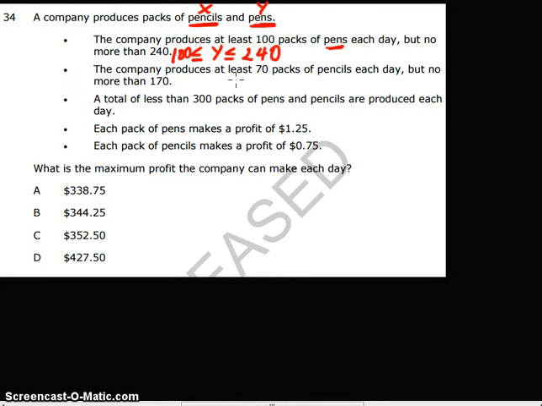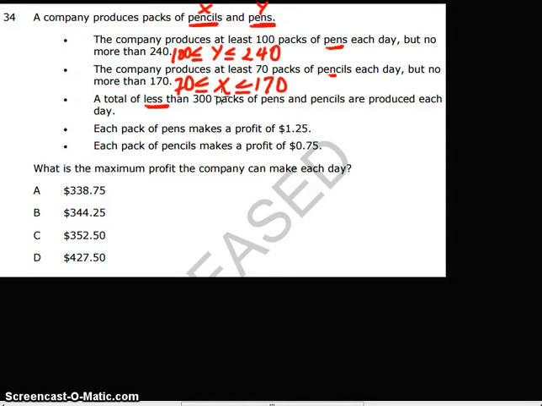Perfect. The company produces 70 packs of pencils, and pencils are X, but it says produce at least, so it could equal 70, but it says no more than 170, so this is going to be no more than 170. All right, now it says the total of less than 300 packs, so this one is less than, so there's no equal sign. 300 packs of pens and pencils are produced.